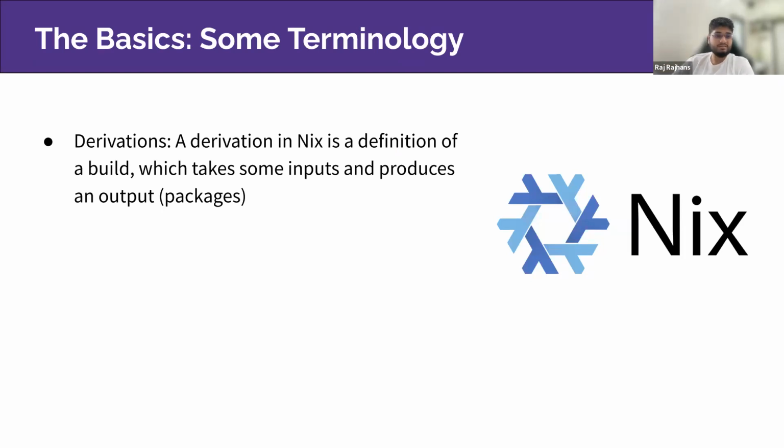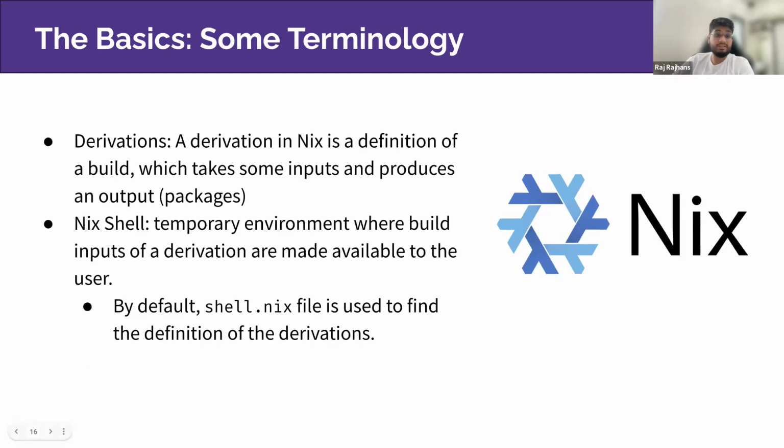A derivation in Nix is basically a definition of a build, which takes some inputs and produces an output, which are the packages. So you can write your own derivation, your own package, or you can use ready-made packages. For common tools and languages, ready-made packages are readily available. Then the next terminology is Nix shell, which is a temporary environment in your shell where the build inputs of the derivation are made available. This might sound confusing, but hold on.